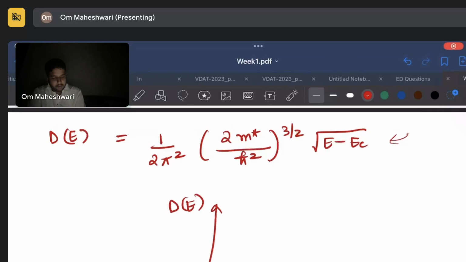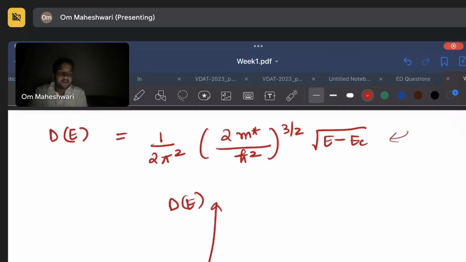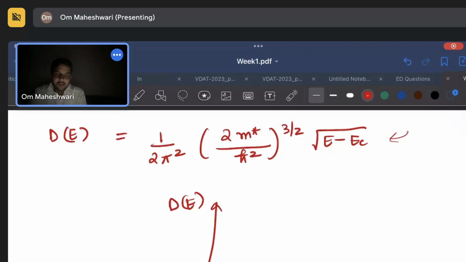Electrons. Sorry, it's a function of electrons. Did you say it's a function of electrons? What do you mean by it is a function of electrons?